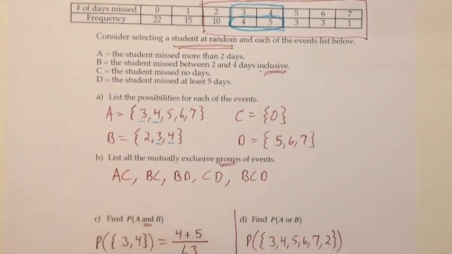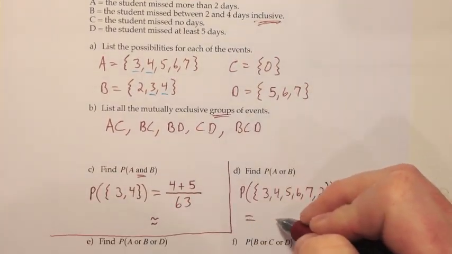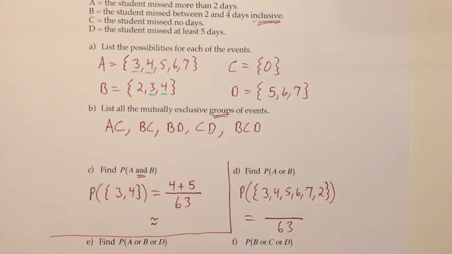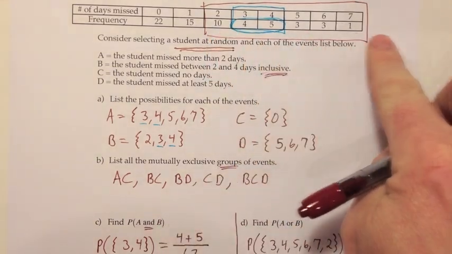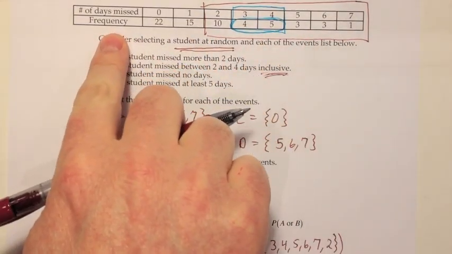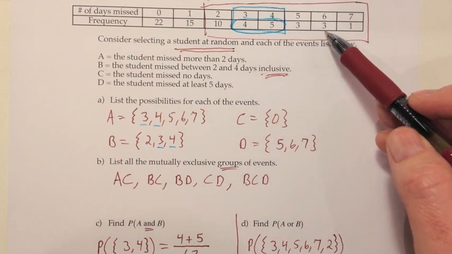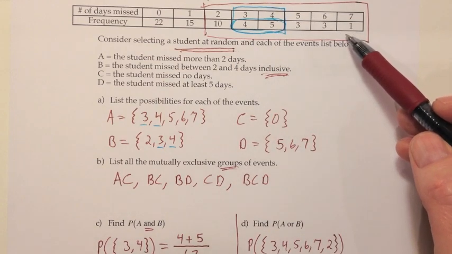Now, when we do the probability on that, we still have to remember our denominator is based on the number of students total, which is 63, and the numerator would be any of the students in this box, and the students are listed by the frequency, so it'd be 10 plus 4 plus 5 plus 3 plus 3 plus 1. And you could add all that up.